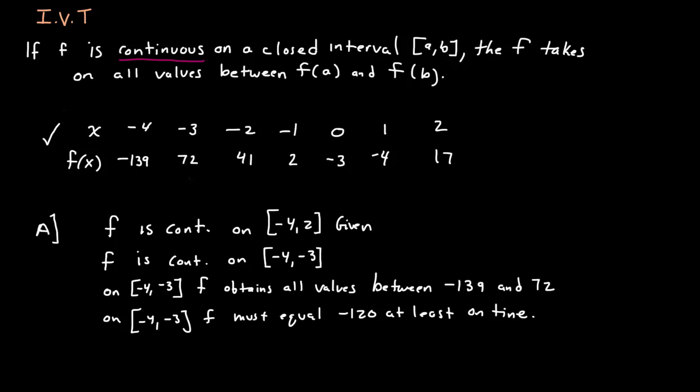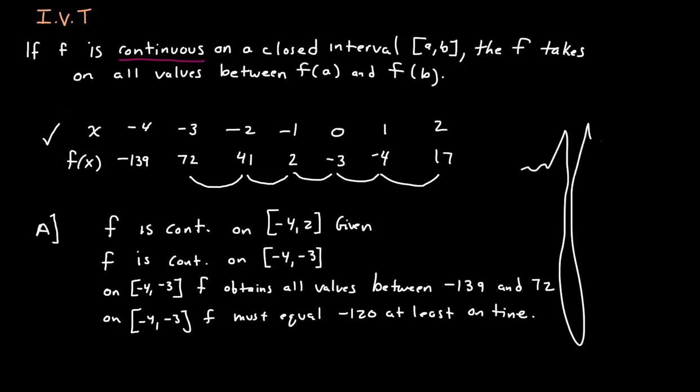We also look at some of these other intervals. No, there's no guarantee it passes through -120. There's no guarantee here. There's no guarantee here. There's no guarantee here. There's no guarantee here. So we can only guarantee that f will obtain -120 at least one time. It is possible that the graph did something crazy like this, and maybe we caught another one down here. We just don't know, so we can't guarantee it. And this should say 1, not on.